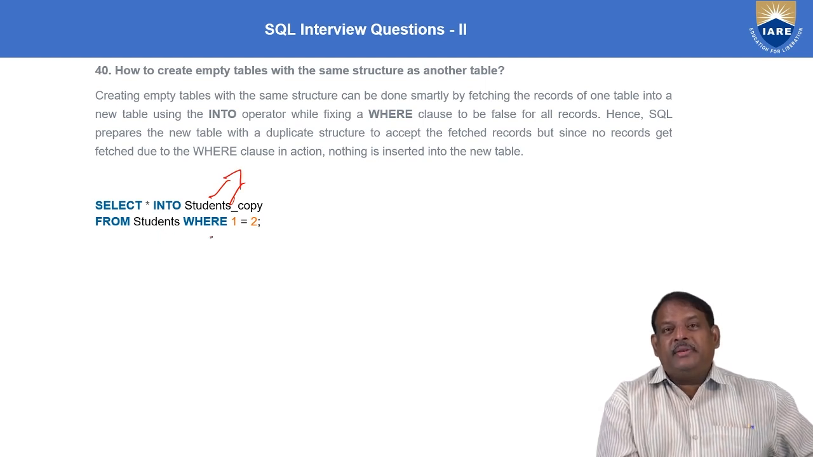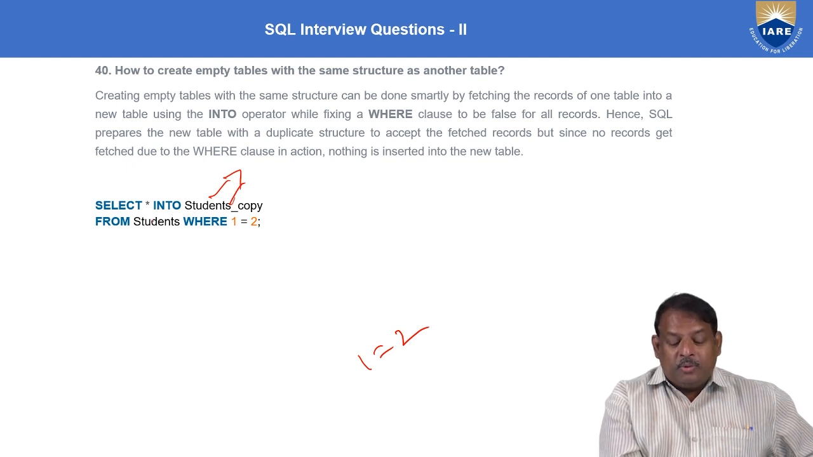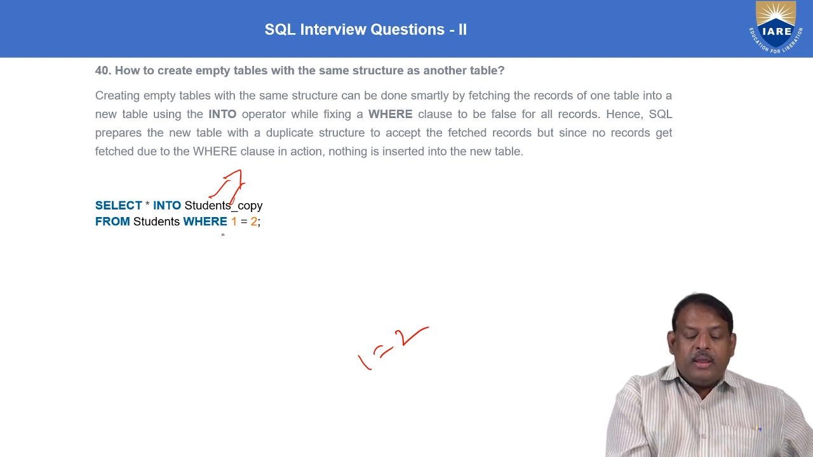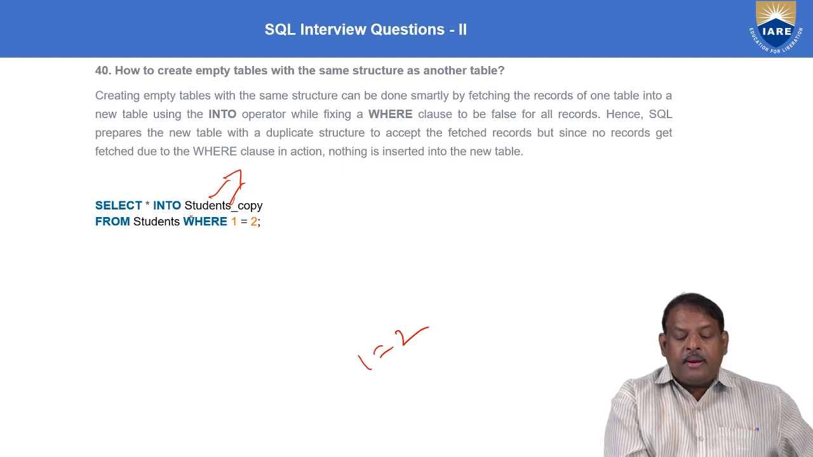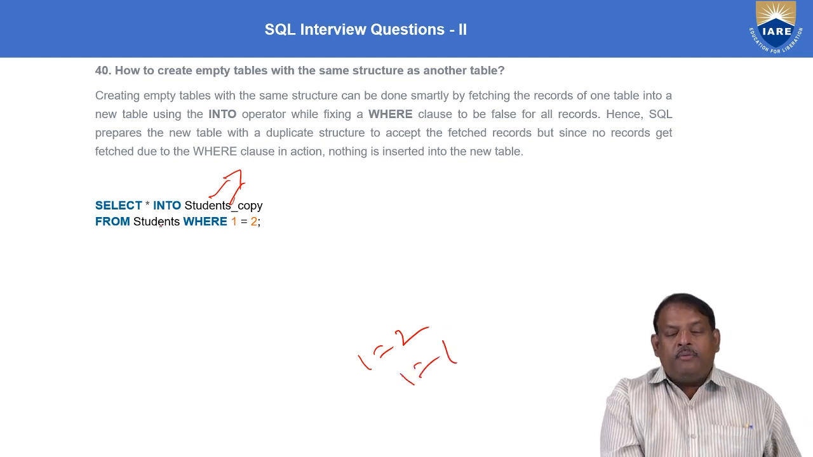I'll introduce a where condition, a false condition, 1 is equal to 2, or 1 is not equal to 2. That means the content of student will not be copied. Only the structure is copied. If I remove this where clause and make it 1 is equal to 1, then the entire student data is inserted into the student copy table.